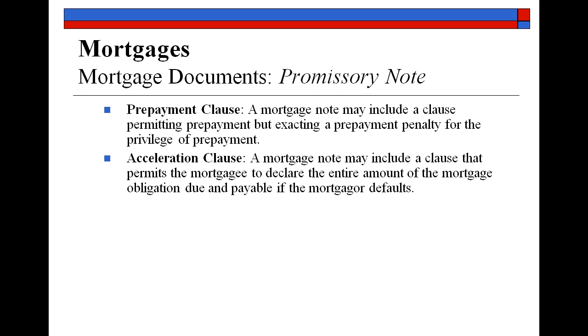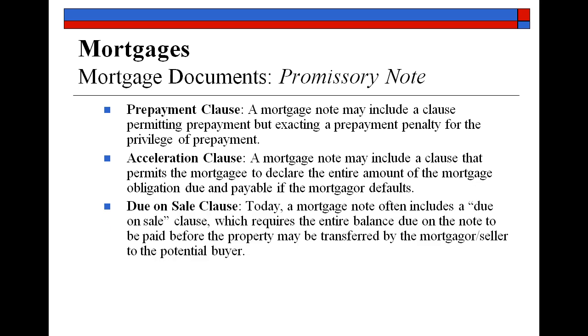The second type of clause is an acceleration clause. An acceleration clause permits the mortgagee to declare the entire amount of the mortgage obligation due and payable if the mortgagor defaults for any reason. The third type of clause is a due on sale clause, which is typically included in a mortgage note today. In a due on sale clause, the entire balance is due on the note and must be paid before the mortgagor can sell the property to a potential buyer.